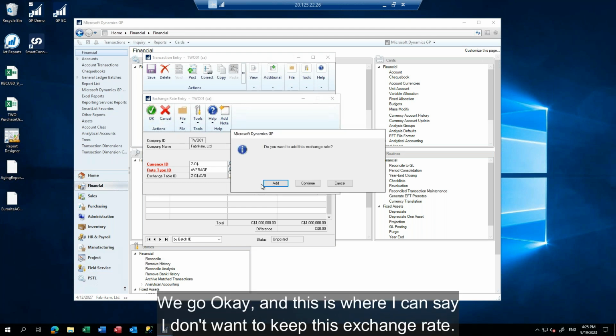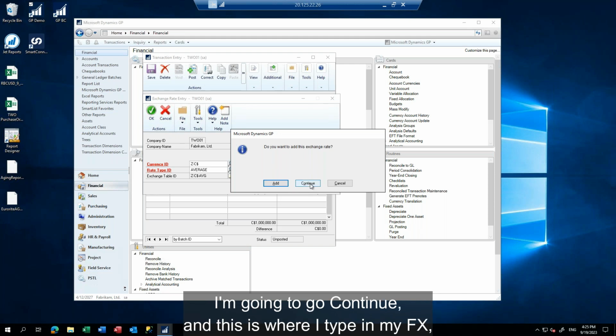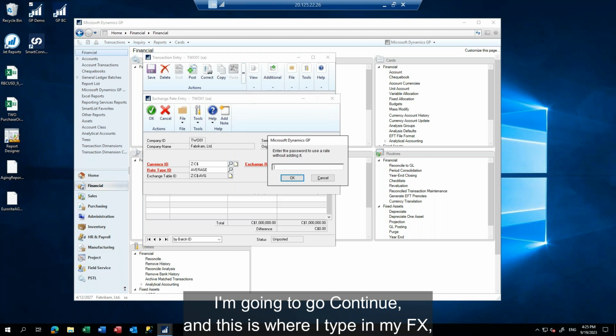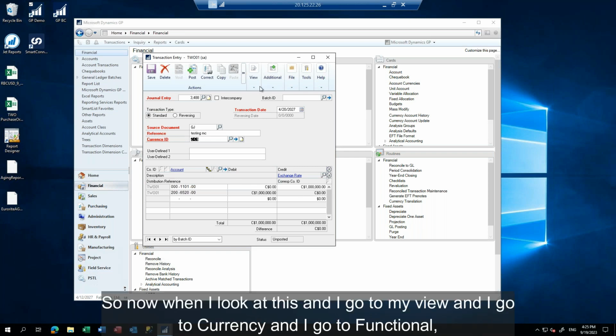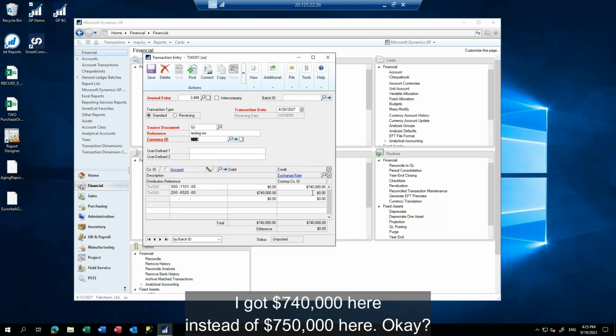We go, okay. And this is where I can say I don't want to keep this exchange rate. I'm going to continue. And this is where I type in my FX. And now I go, okay. So now when I look at this and I go to my view and I go to currency and I go to functional, I got 740,000 here instead of 750,000 here.